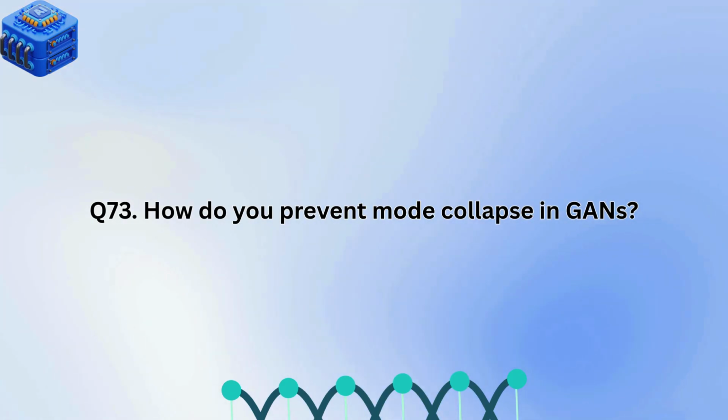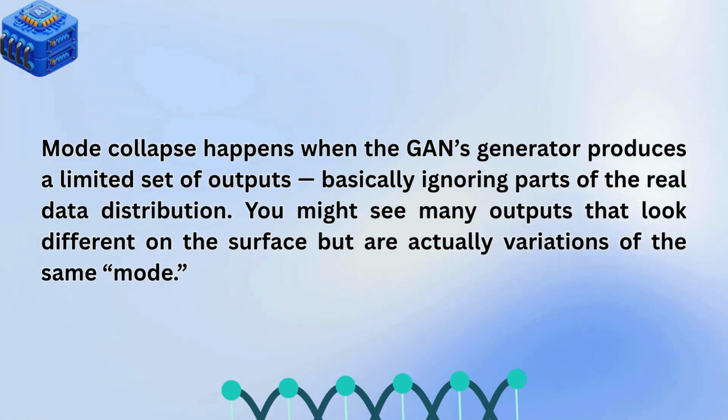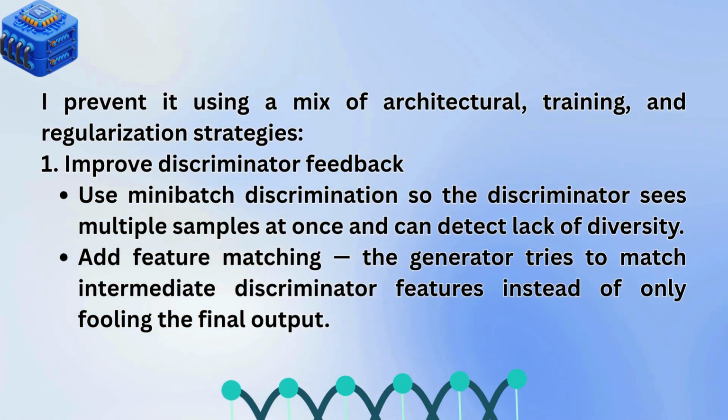How do you prevent mode collapse in GANs? Mode collapse happens when the GAN's generator produces a limited set of outputs, basically ignoring parts of the real data distribution. You might see many outputs that look different on the surface, but are actually variations of the same mode. I prevent it using a mix of architectural, training, and regularization strategies.